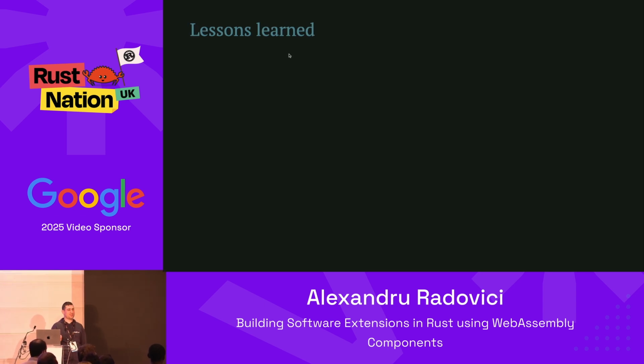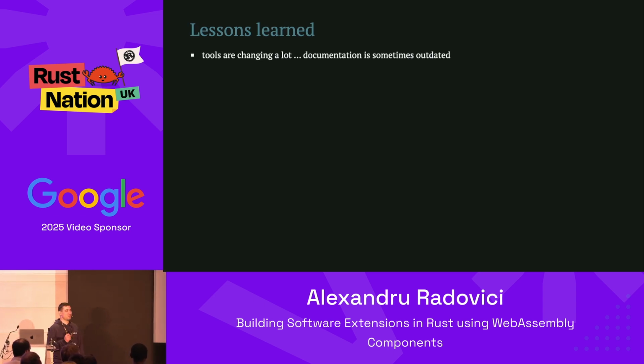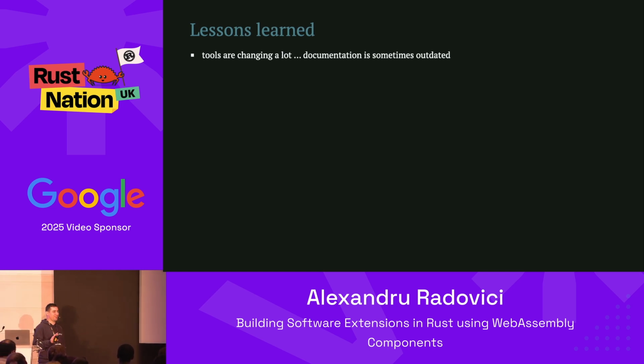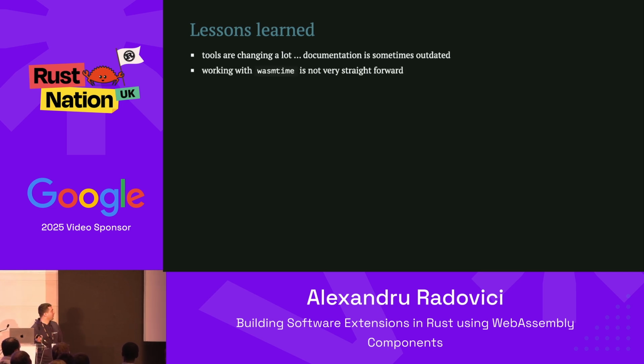So, what are the lessons learned here? Tools are changing a lot. Documentation is sometimes not up to date. A lot of trial and error. Most probably, it won't change that much because the component model of Preview 2 is stabilized, so they need not change the WIT files. Working with Wasmtime is not straightforward. Documentation is lacking. If you see an example, you can figure it out. If you don't see an example of what you want to do, you will struggle.